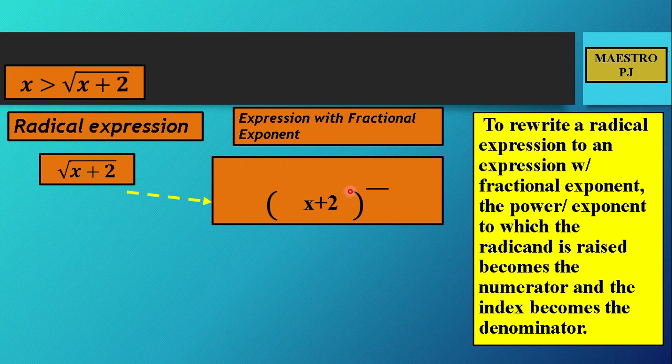At paano naman po natin makukuha yung exponent na fraction? Kung ano po yung exponent ng radicand na nandito, yun po yung magiging numerator ng expression na to. So ang radicand natin, meron siyang exponent na 1. So kaya meron tayong numerator na 1. Ang denominator naman natin ay yung index ng radical expression natin. So, dito sa radical expression natin, ang index natin ay 2 kasi this is a square root. So, ang denominator ay 2.